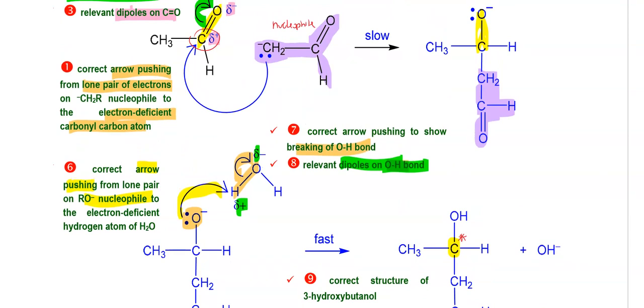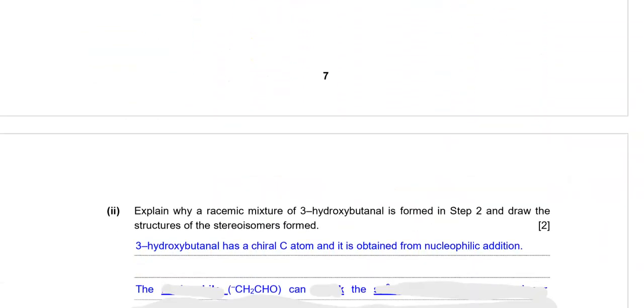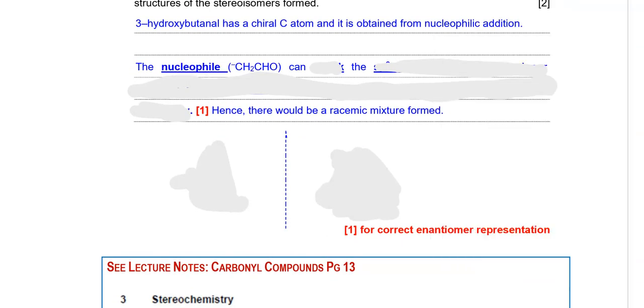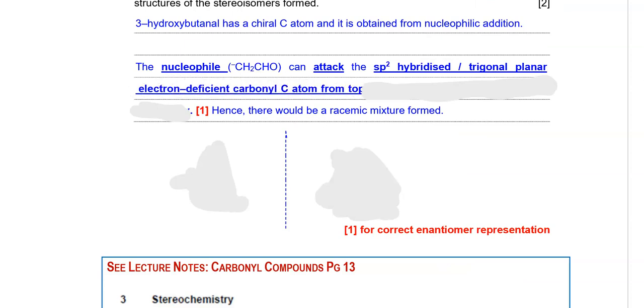So you can see this nucleophile can attack from the top and the bottom of this sp2 trigonal planar carbonyl carbon atom, from the top and bottom of the plane with equal probability. Many of you have a similar concept. The nucleophile can attack the sp2 hybridized trigonal planar, but in this case, many of you wrote the wrong term. It's not the carbocation, but the carbonyl carbon atom, from the top and the bottom of the plane with equal probability.